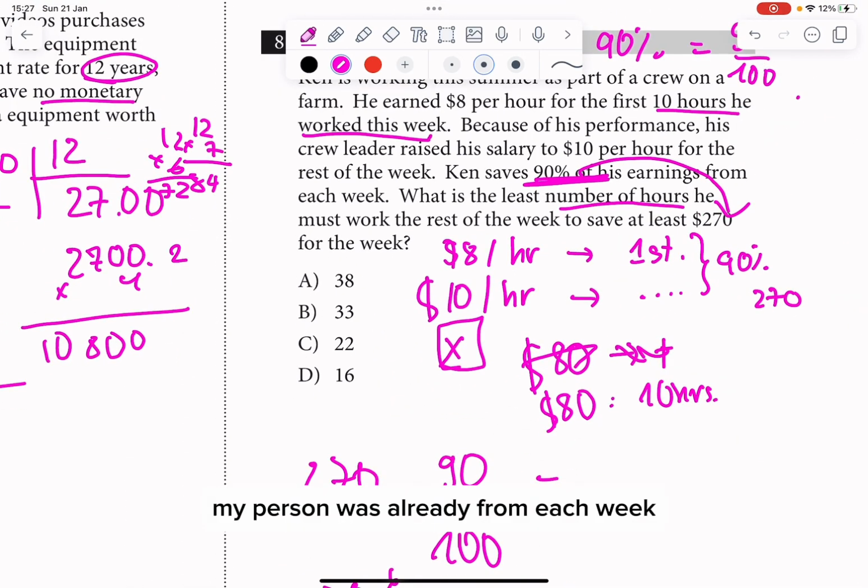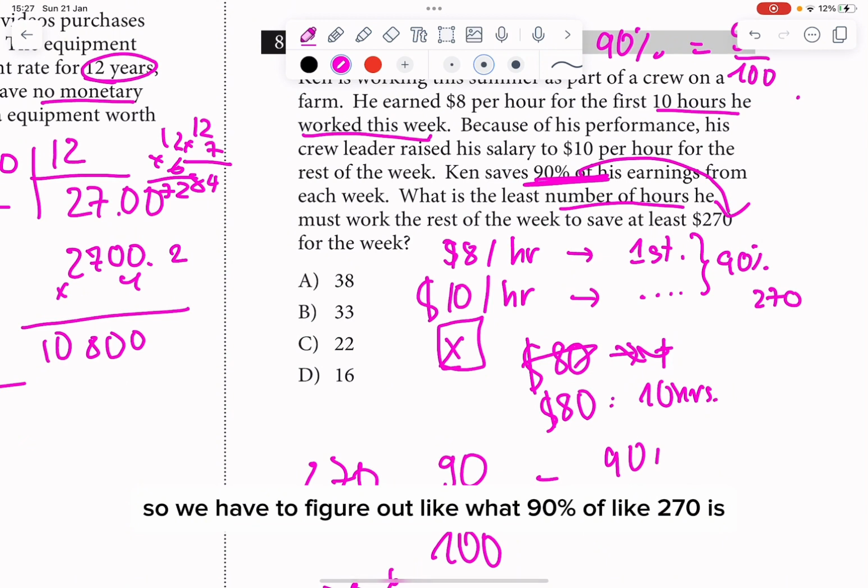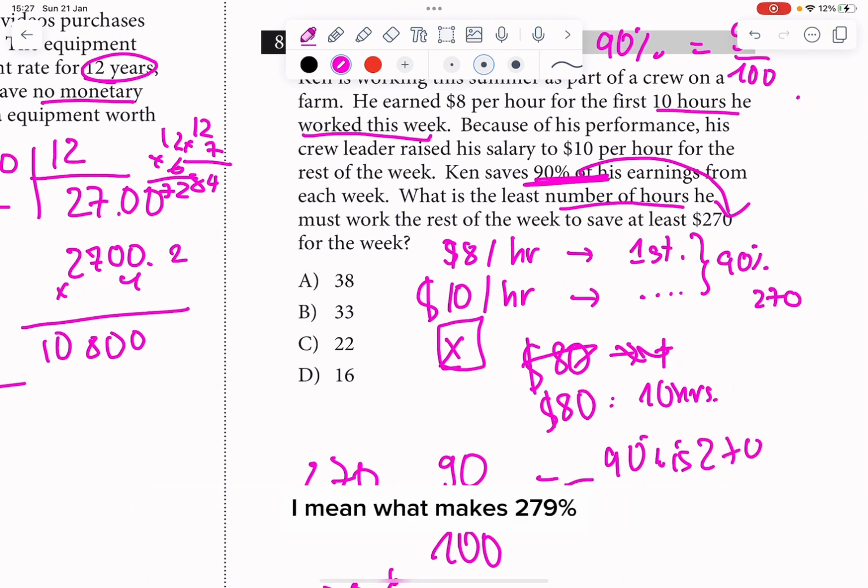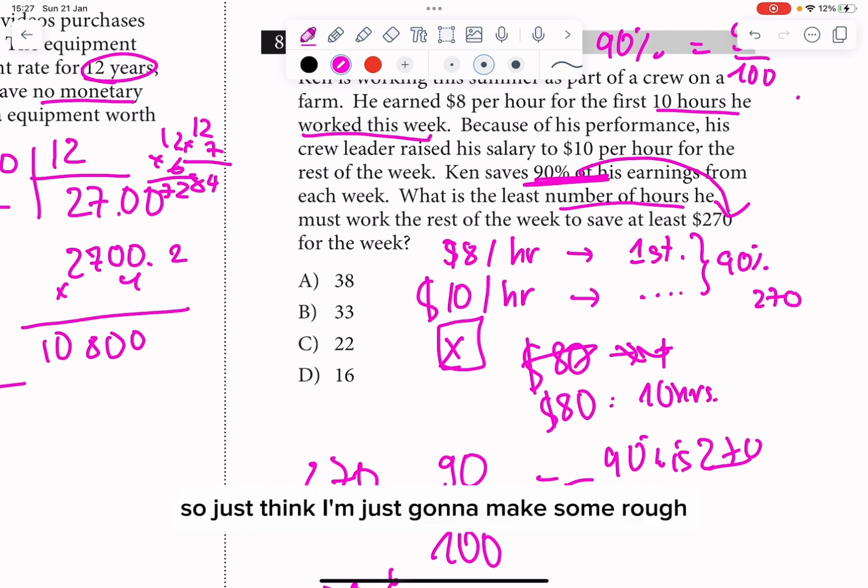9% of his earnings from each week. So for the rest of the week, we have to figure out what 90% of 270 is. I mean, what makes 270 90%? That's what I think it's going to be, but I do not know how to do that, and that's the problem. So I think I'm just going to make some rough assumptions. I don't know.